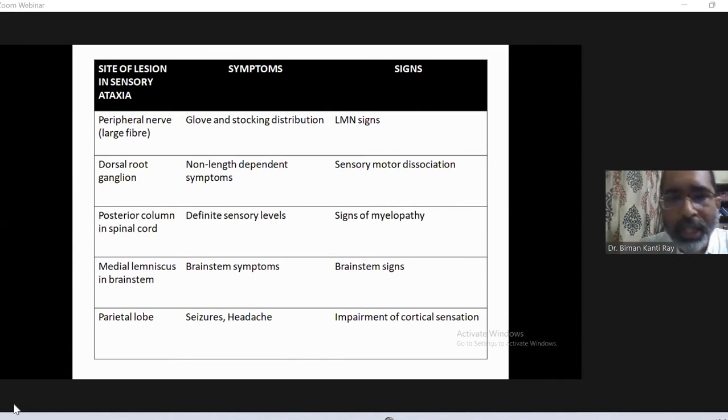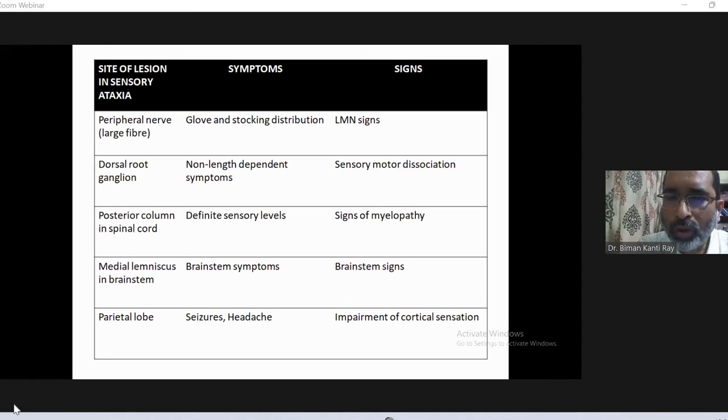Now, if you suspect that a patient has sensory ataxia, then you further scan the findings and the history. Because in sensory ataxia, as I have already mentioned, the problem may be in the peripheral nerve. Obviously, the large fiber peripheral nerve, because these are carrying the proprioception. Or it is a problem of the dorsal root ganglia. Or it is a problem in the dorsal column in the spinal cord. Or medial lemniscus in the brainstem, or parietal lobe.